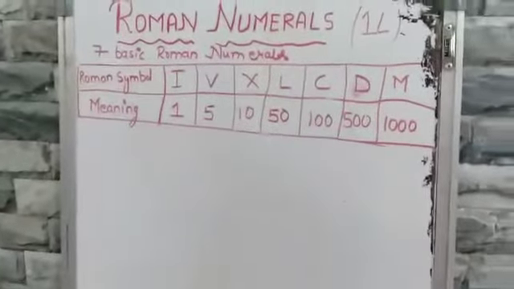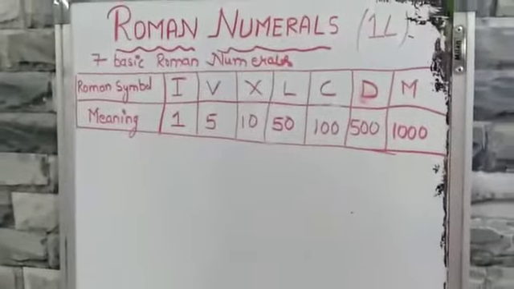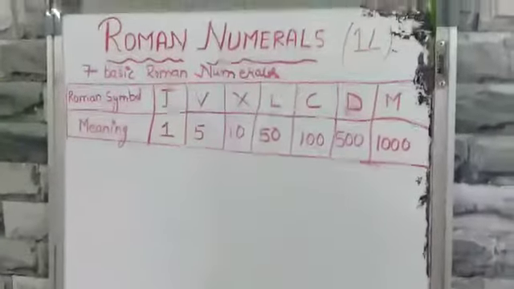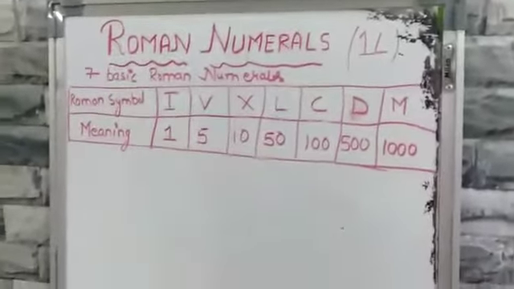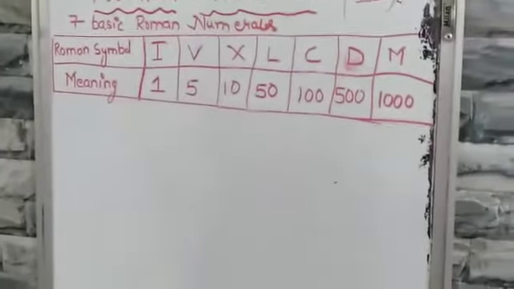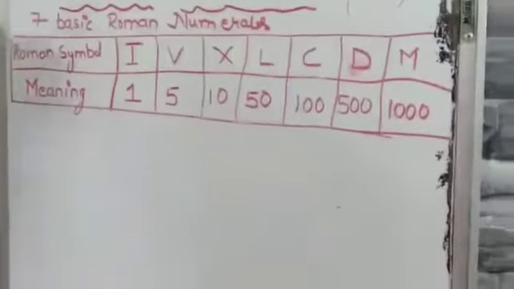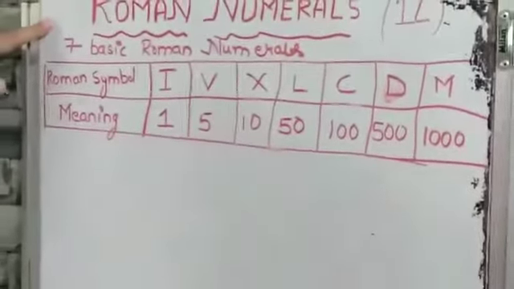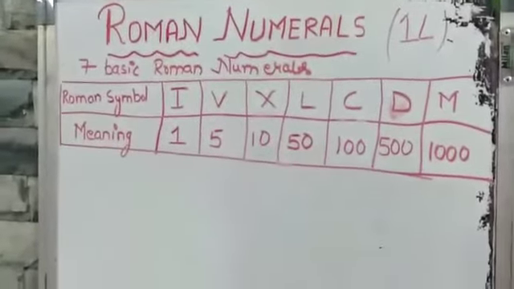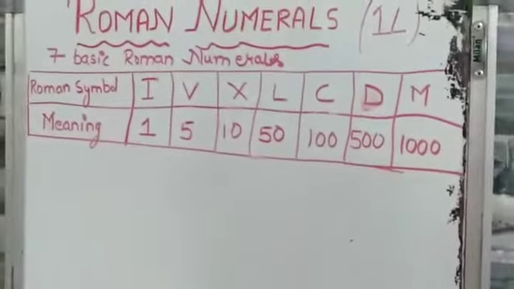Now please keep this in your mind. There is no symbol for 0 in the Roman system, and neither does it use the concept of place value. This is a difference between the Hindu-Arabic system of numeration and Roman numerals: there is no symbol for 0, and Roman numerals do not use the concept of place value.